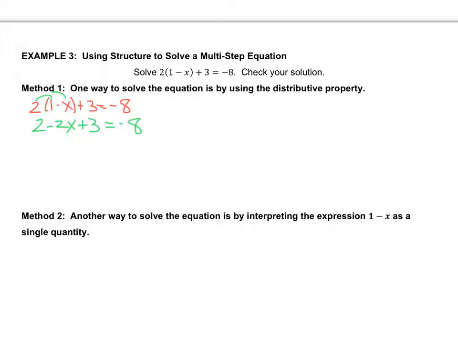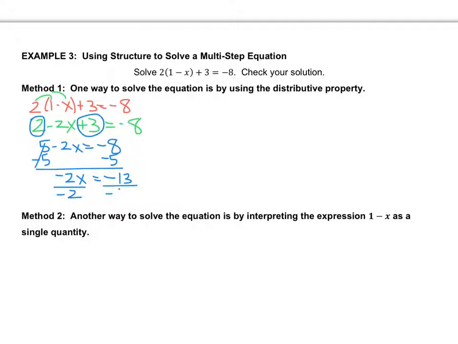Next step is to combine like terms. So I've got a 2 and a 3. So that gives me 5 minus 2x equals negative 8. And now I can do my inverses because everything's simplified. So I'm going to subtract 5 because the 5 is positive. And when I bring it down, I'm going to bring down negative 2x equals negative 13.